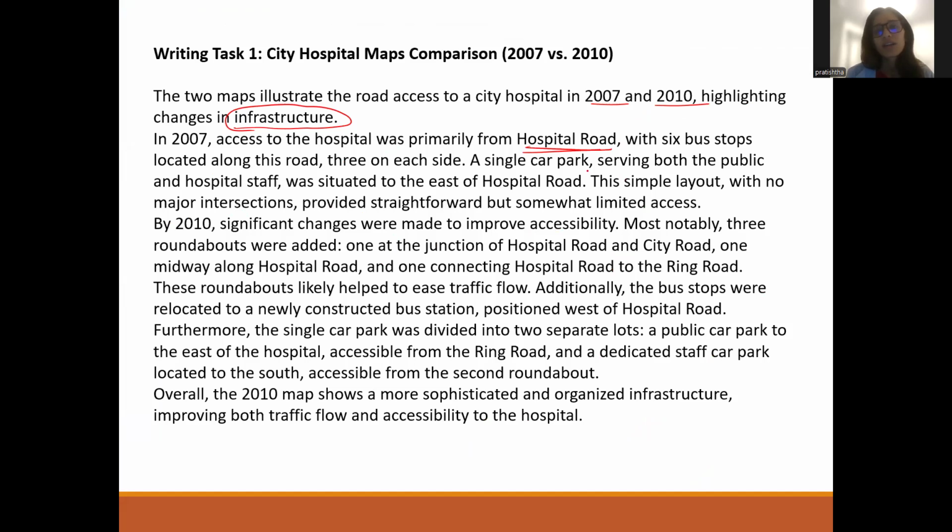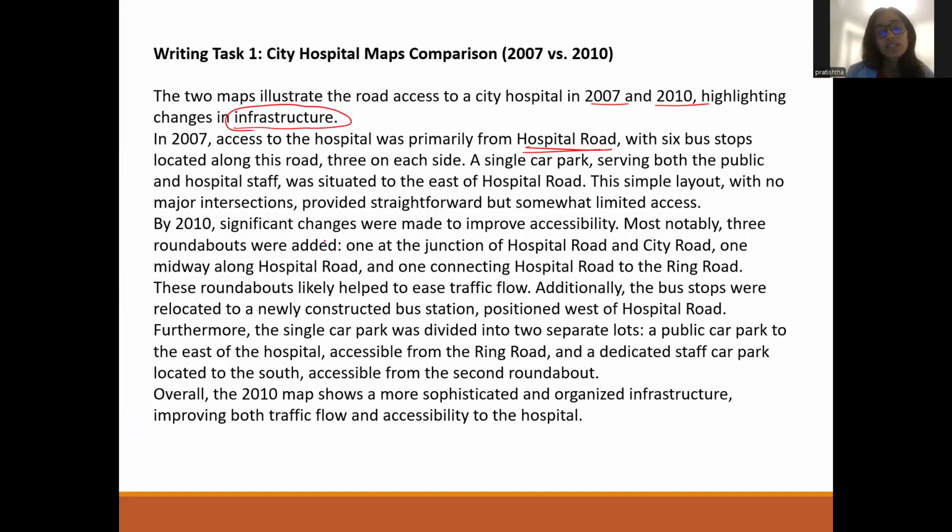3 on each side. A single car park serving both the public and hospital staff was situated to the east of the road. This simple layout with no major intersections provided straightforward but somewhat limited access. Right? So in 2007, it was straightforward, but it had limited access.